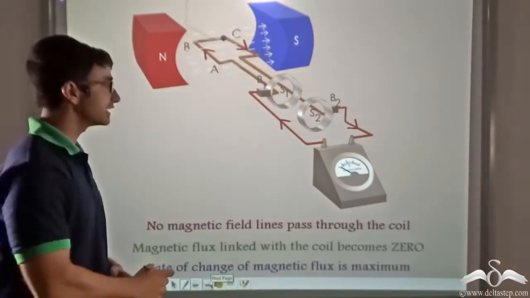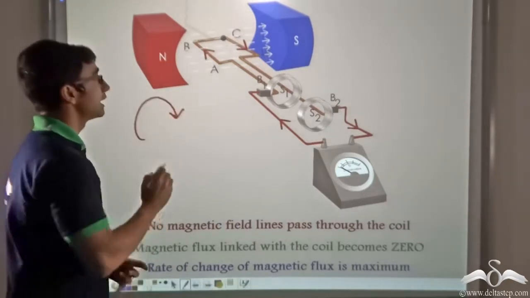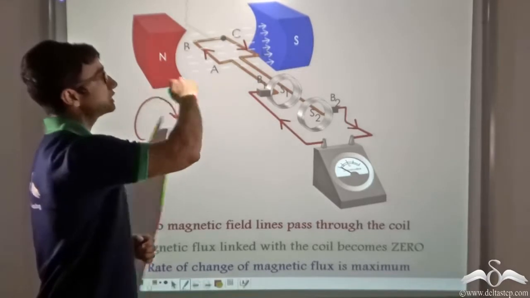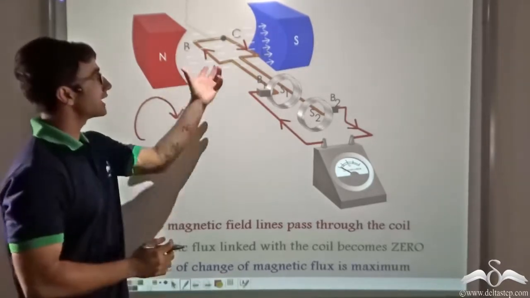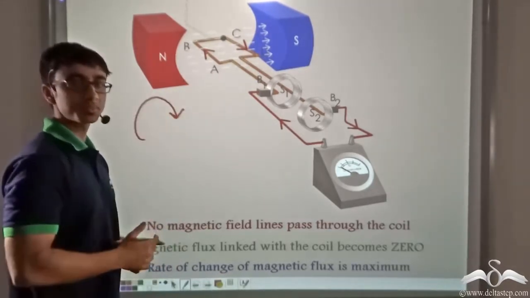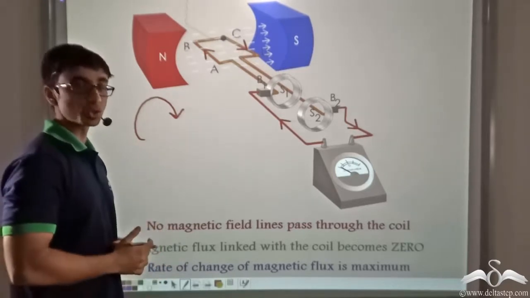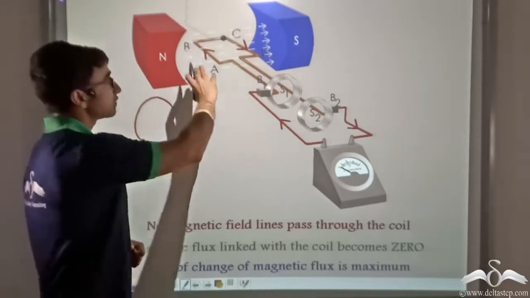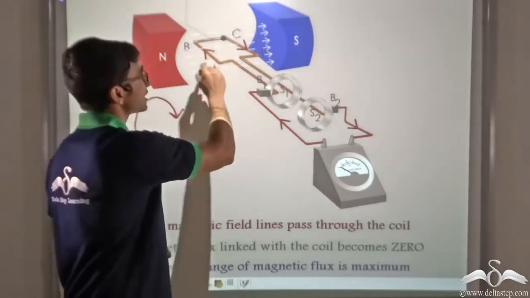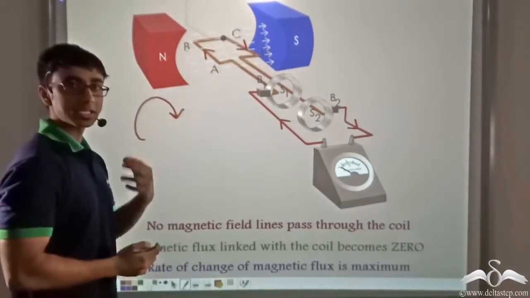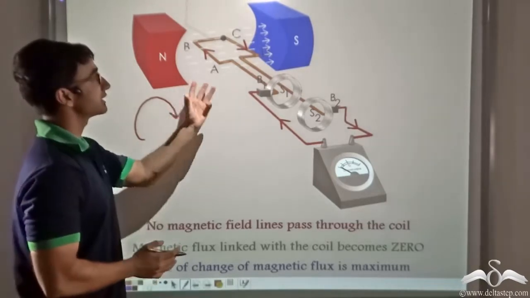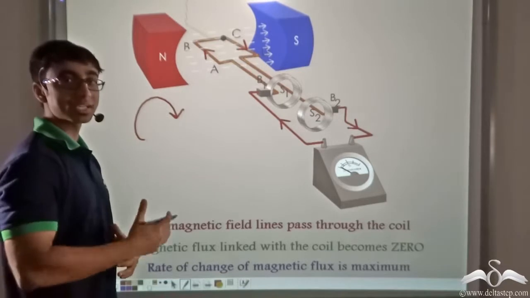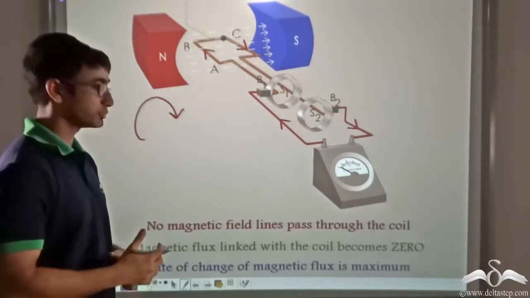So the coil is rotated in the clockwise direction, and a point comes when the armature coil becomes parallel to the magnetic field lines. Now as you can see from the initial position where all 6 lines were passing through, and then when 4 lines were passing through, after this rotation no lines are passing through. So what can we say? We can say that the magnetic field lines linked with the coil, or in other words the magnetic flux linked with the coil, has become 0.